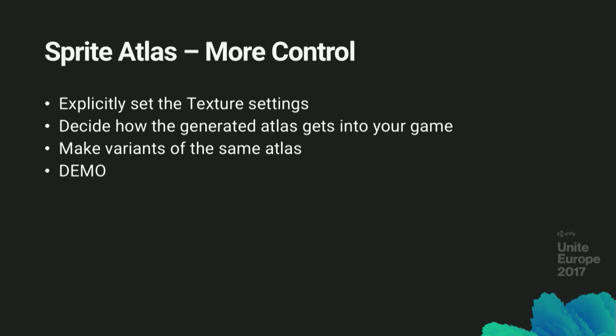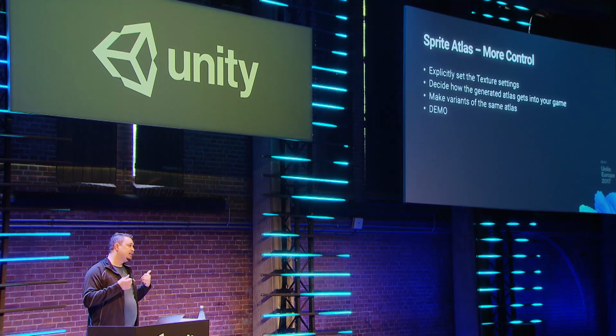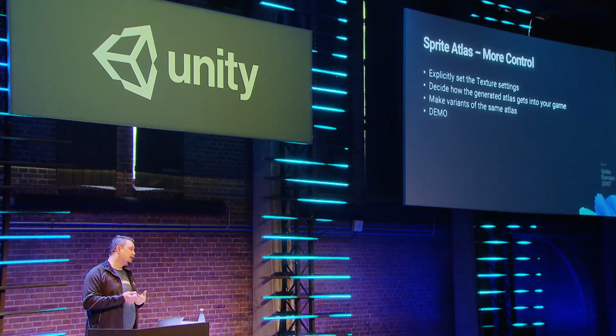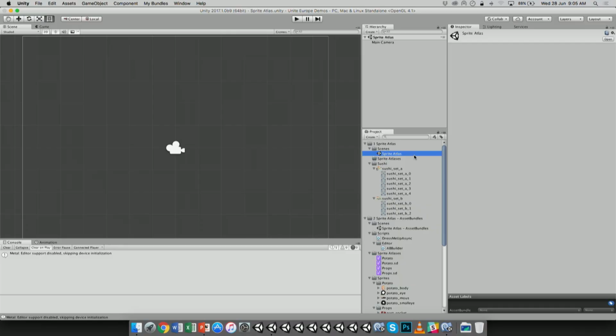You'll also have more control over texture settings. This is something that I know a lot of people wanted. And you can decide how that generated atlas actually gets into your game. And we've solved the variance problem for atlases by adding a variant type. So we're going to see some of this in action now. Let's take a look at Sprite Atlases first.